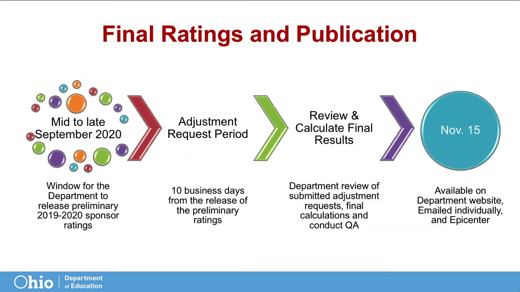In accordance with state law, the sponsor evaluation ratings must be available annually online on the department's website by November 15, 2020. Copies of a sponsor's overall rating are emailed individually to each sponsor, and the details of each rating will be available in Epicenter.